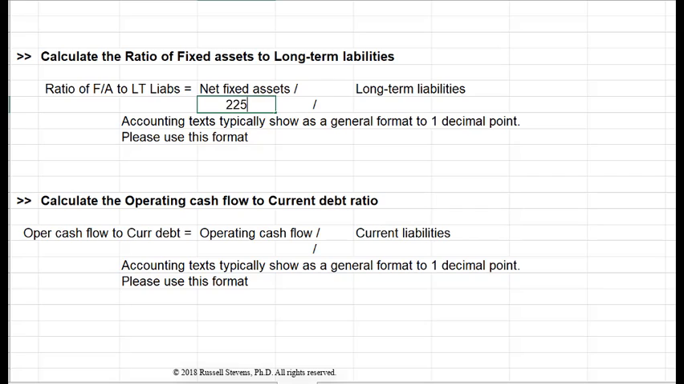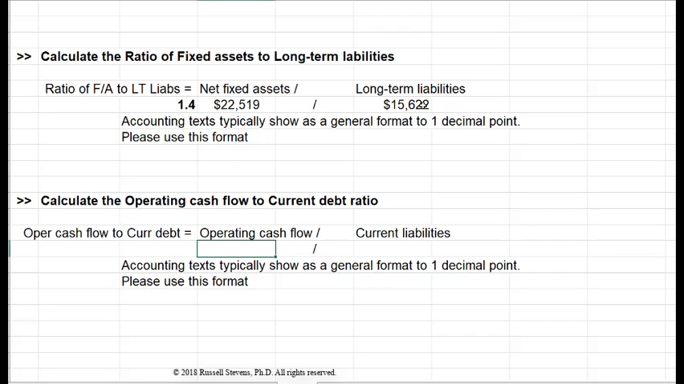Enter 22519 under Net Fixed Assets and 15622 under Long-Term Liabilities. To create the answer formula, start with an equals sign, highlight the 22519, type a slash denoting division, highlight the 15622, and press Enter. The format for this ratio is a general format to 1 decimal place.